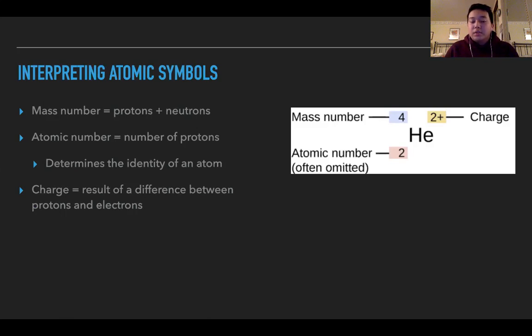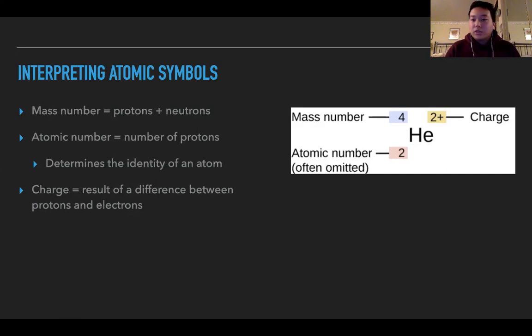So if I, for example, added another proton to helium, if I made that atomic number 3, we would now be working with a totally different element, right? So that's the one special number.